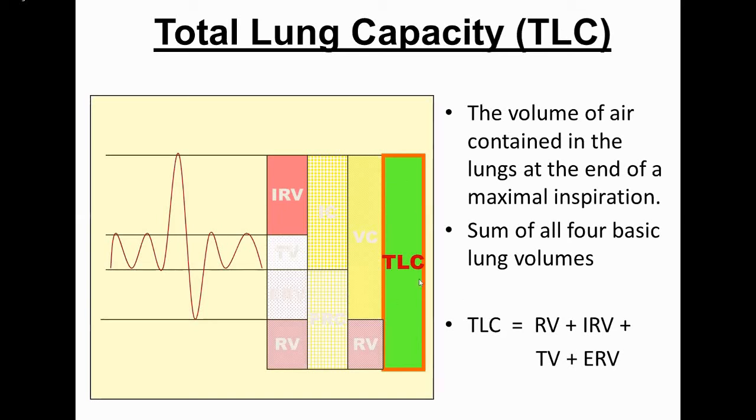So this total lung capacity is the volume of air that is contained in our lungs at the end of the maximal inspiration, and it is a sum of 4 basic lung volumes: the residual volume, the inspiratory reserve volume, the tidal volume, and the expiratory reserve volume. So if we add all these parameters together, we can come to know about the total lung, how well it is functioning.